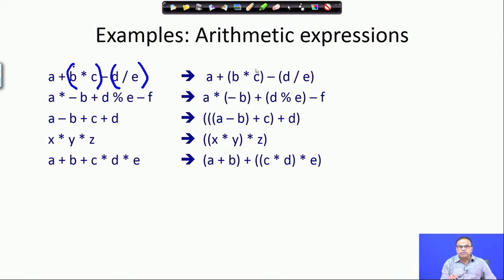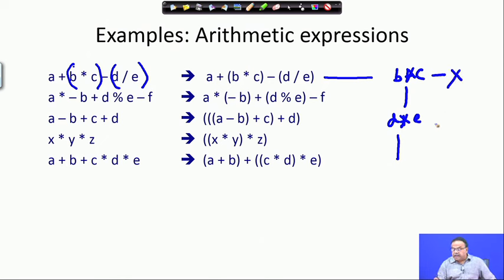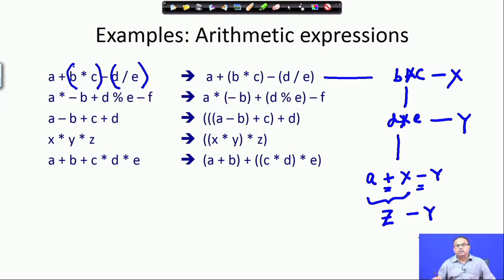Why b times c first? Because it is left and this is right. So, first this, then addition and subtraction. So, let us see how it will break down. Again we will have first b times c done, followed by d divided by e. Suppose this result is x and this result is y, then my expression is a plus x minus y. Now, out of these, these two are of the same precedence. So, first this will be done, suppose this is z, then z minus y. That is how the computation will go on.